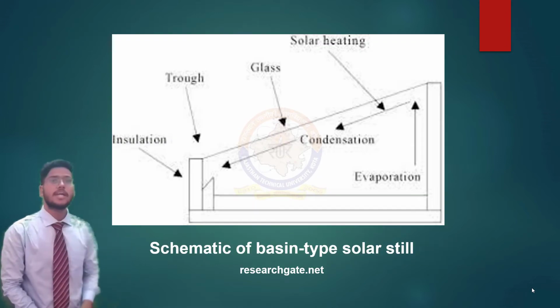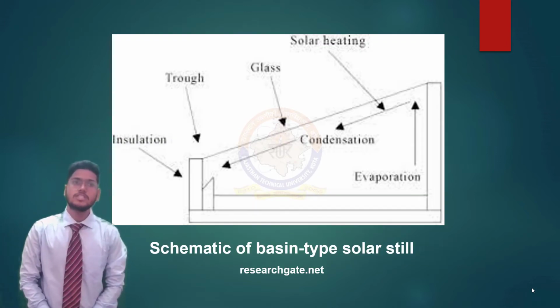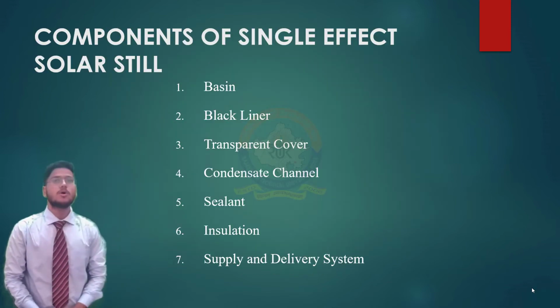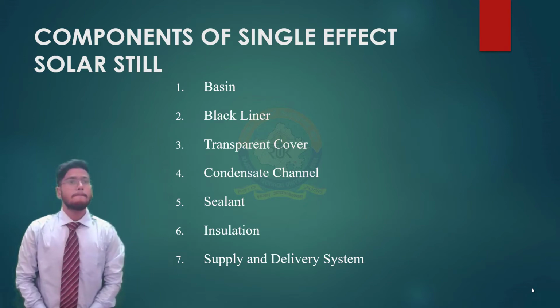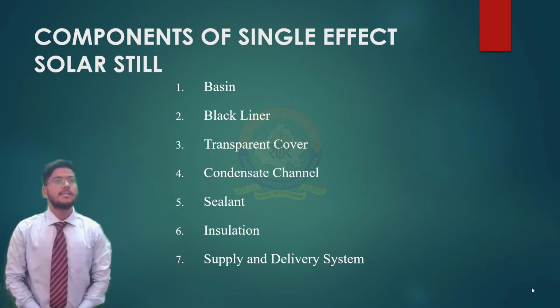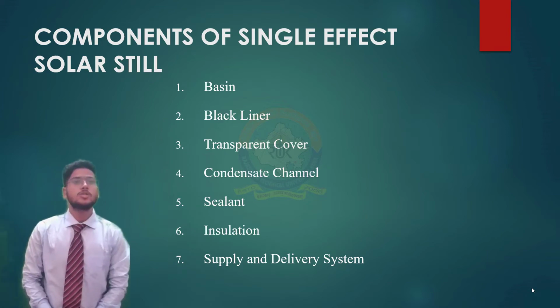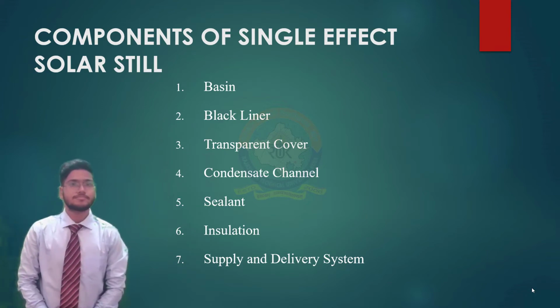And this is a schematic diagram of a basin type solar still, which describes the working of a solar still. And these are some components of a single effect solar still: basin, black liner, transparent cover, condensate channel, sealant, insulation, and supply and delivery system.